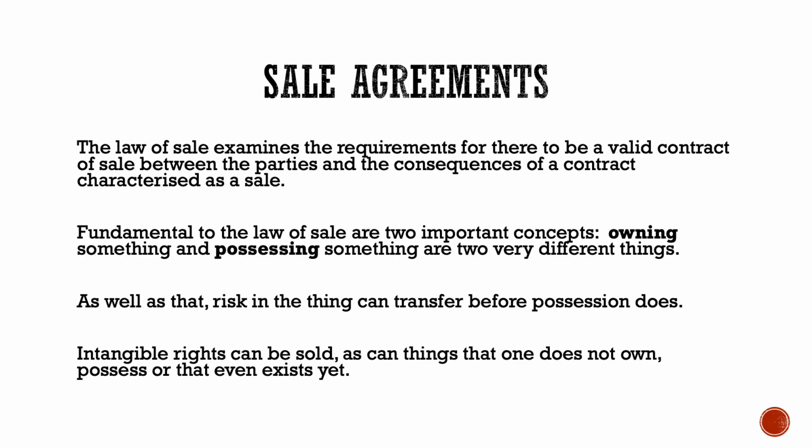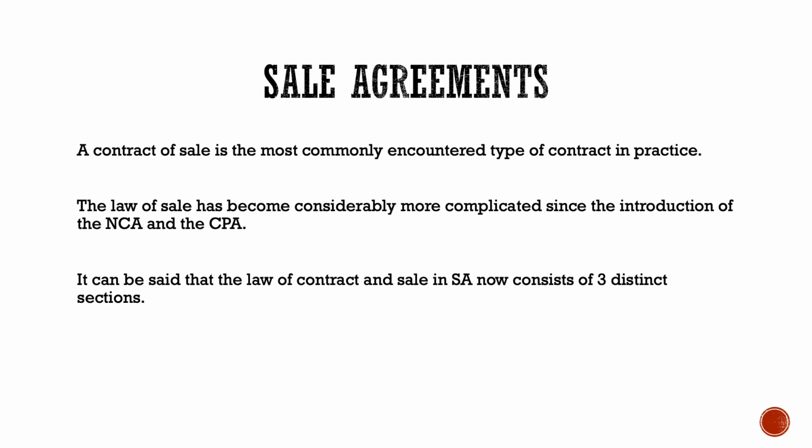Intangible rights can be sold, as can things that one does not own or possess or that do not yet exist. So there are certain things that can be sold, and these things can also be intangible. For example, you can sell things that cannot be touched, like shares. Then you can also sell things that you do not own or possess. Then you can also sell things that are not yet in existence. For example, if you're a farmer and you want to sell crops, you can sell crops before you harvest them. All those things will qualify as sale agreements as well.